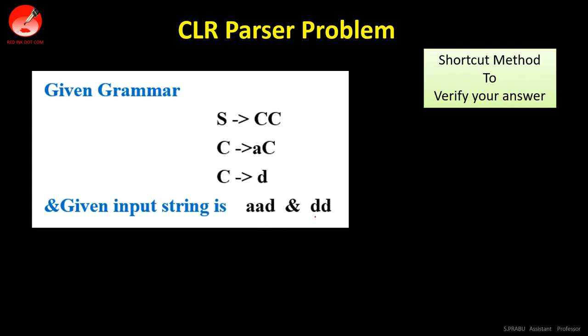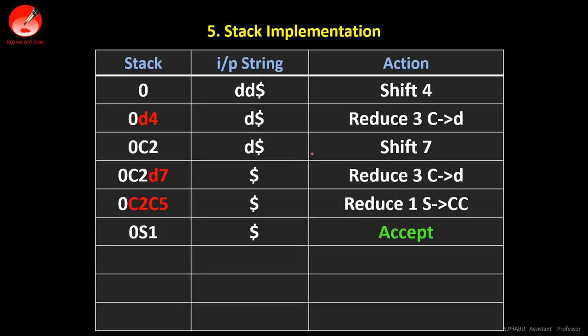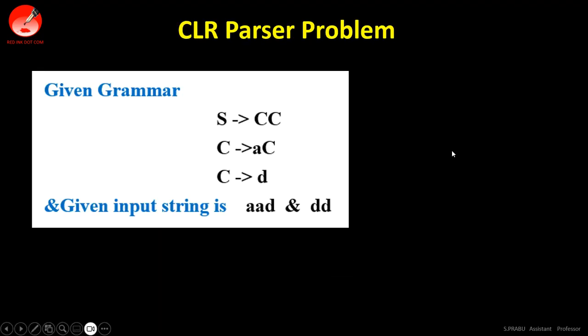In the same way, I try to reduce the second input string into starting symbol capital S. This D can be reduced into capital C. This D can be reduced into capital C. These two values can be reduced into capital S. So before doing this stack implementation, you can ensure the particular input string is valid or not, and then do this stack implementation process. So in this way, you can solve this problem in your examination.